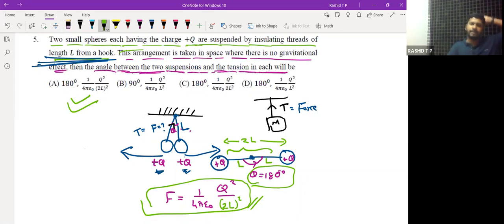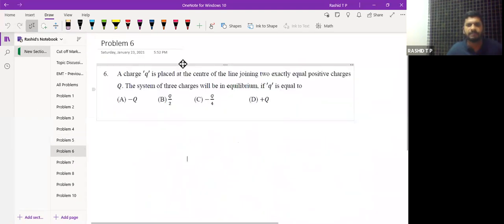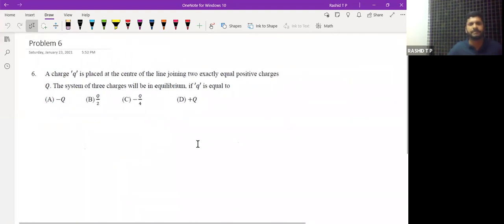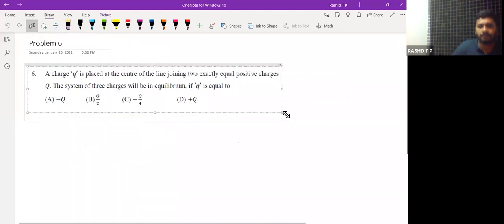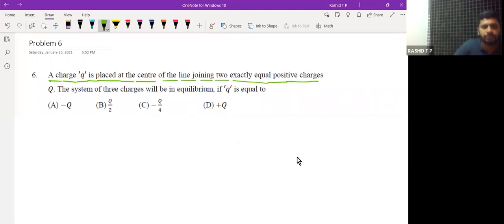See, they are framing a lot of questions based on a single concept. Okay. Now, I think you will get these questions, and don't worry. Now, please look at the solution only. Now, this is another kind of problem usually seen in question papers. A charge q is placed at the center of the line joining two exactly equal positive charges Q.